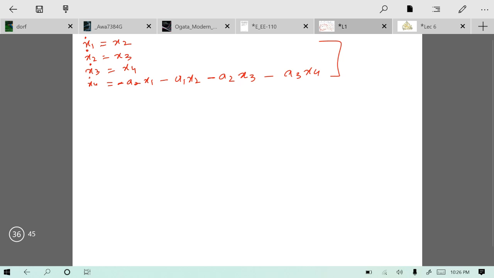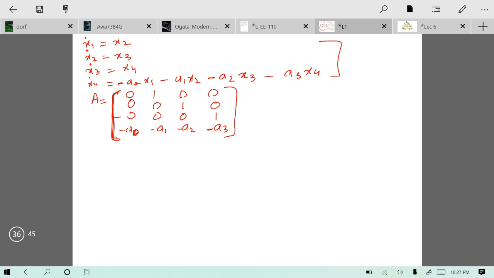So these are the state equations for your system, and the state matrix A over here would be 0, 1, 0, 0; 0, 0, 1, 0; 0, 0, 0, 1; and minus a naught, minus a1, minus a2 and minus a3. This is your A matrix. So this is basically your phase variable canonical form, and we have found the phase variables and we have made an A matrix.